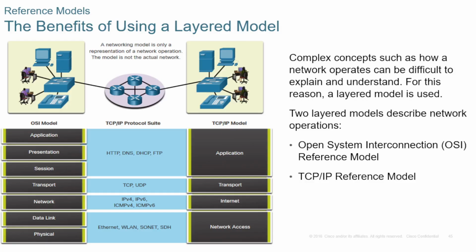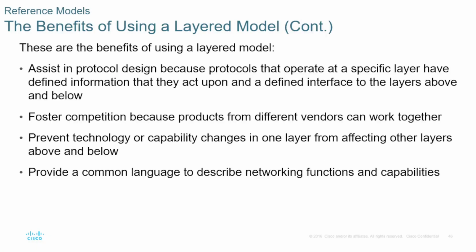This course examines two common reference models, the OSI reference model, which has 7 layers, and the 4-layer TCP/IP reference model. In this course, we focus on these models to help understand how data travels across networks from a high-level perspective. Using a layered reference model offers several important benefits for networking.